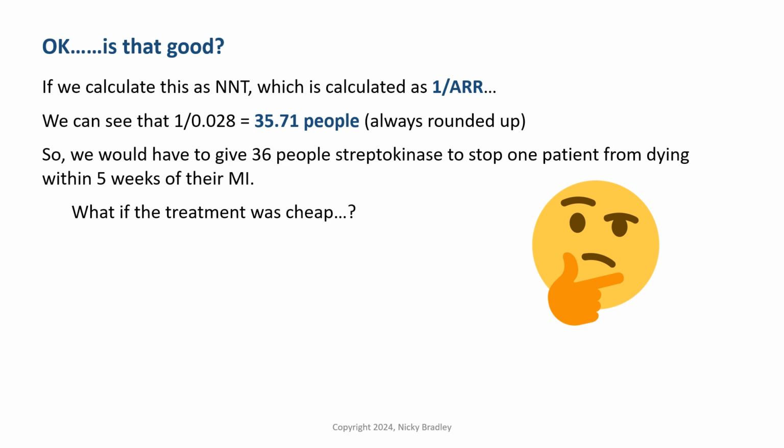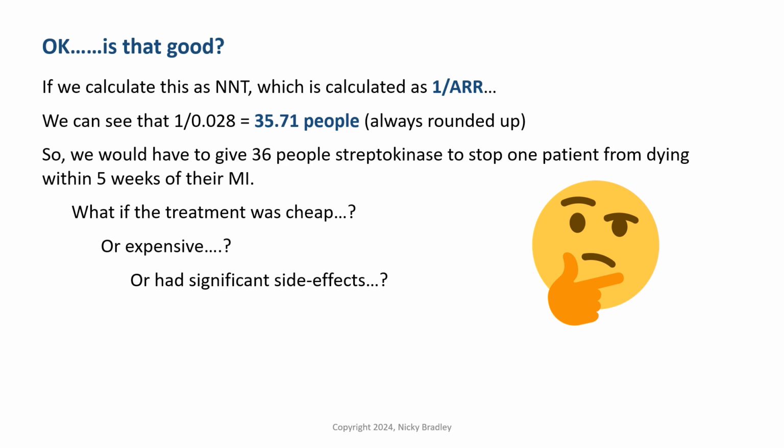Okay, so that begs a few questions, doesn't it? 36 people is quite a lot to stop one person from dying. But what if that treatment was cheap? It's not much of a financial consideration for the chance of someone living. What about if it was expensive? That's quite a lot of money for one person to not die. What if it has significant side effects? We've got all these people having nasty side effects for the sake of one person not dying.